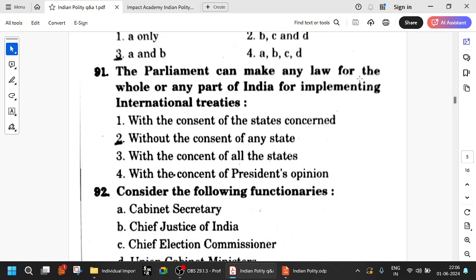So the Parliament can make any law for the whole or any part of India for implementing international treaties. When it comes to international treaties, there is no need of any consent. So "with the consent" is all wrong. Without the consent of any state, okay, consent of states is not required, consent of all states not required, consent of President's opinion not required.